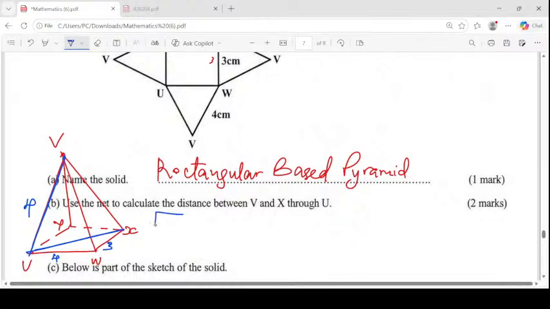If you have a rectangle like this, I'm explaining this in detail so that my learners get to understand what is required of them. That is my main objective.